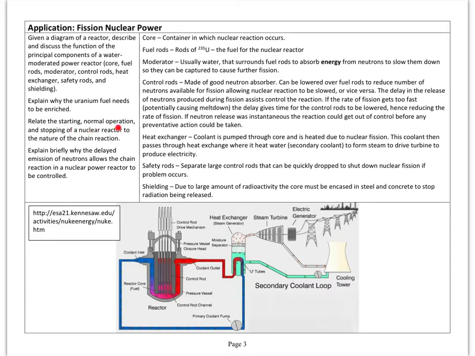Relate the starting, normal operation and stopping of the nuclear reactor to the nature of the chain reaction. So initially we need a supply of neutrons to get the chain reaction going. Then we need to, in normal operation, control that neutron flux or flow so that it happens in a controlled sense. And then obviously to stop the reaction, we lower the control rods, or in an emergency the safety rods, to stop the neutron flow. And I talked about how the delay allows that reaction to be controlled already.